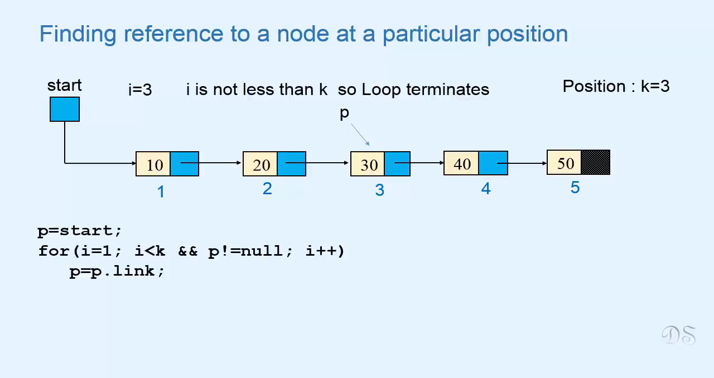This condition p is not equal to null we have placed to terminate the loop in the case when there is no kth position in the list. That is, the number of nodes is less than k. For example, if k is 10 and there are only 5 nodes in the list, then this condition p is not equal to null will terminate this loop.